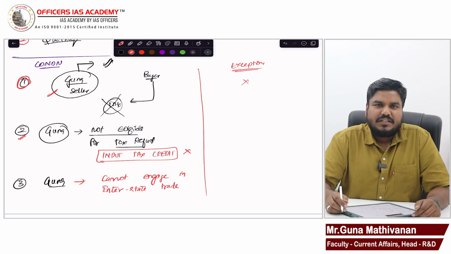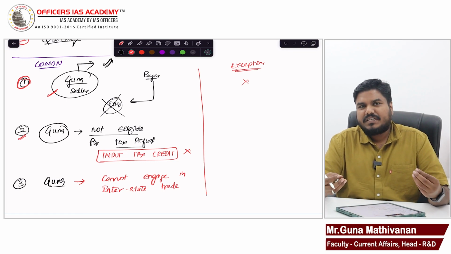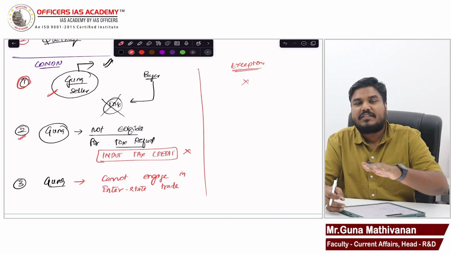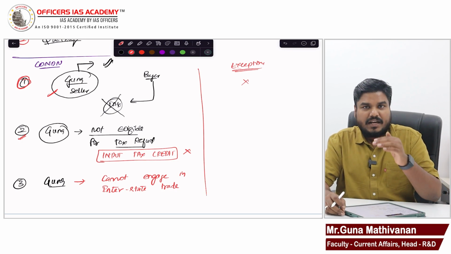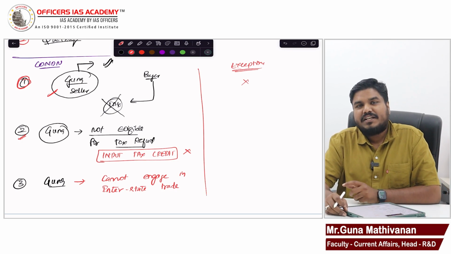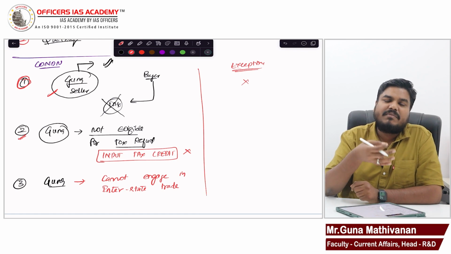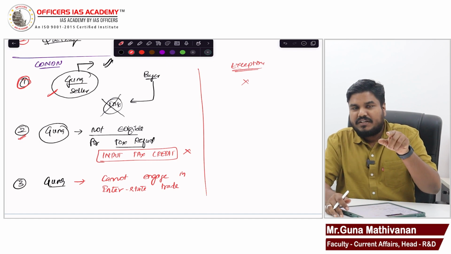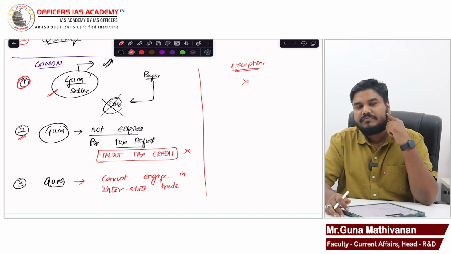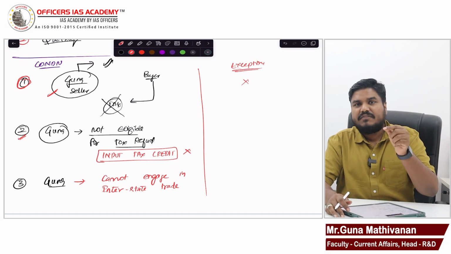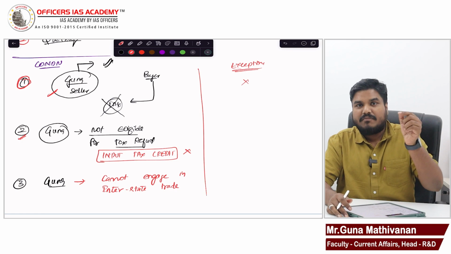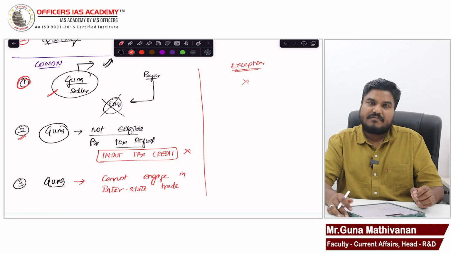You got some clarity? So the simple objective of the composition scheme is this: the GST reform is coming up with a lot of compliance cost for small taxpayers. The small taxpayers are finding it difficult. To make their life easy, the government came with the composition scheme. If you are dealing with goods and your turnover is less than 1.5 crore, you can opt. If you are dealing with services and your turnover is less than 50 lakhs, you can opt. But however, this comes with certain conditions.